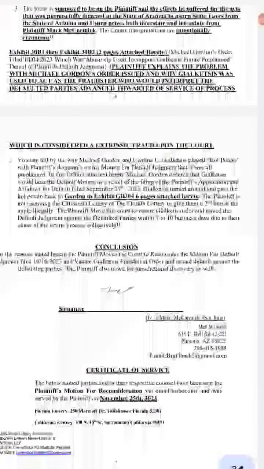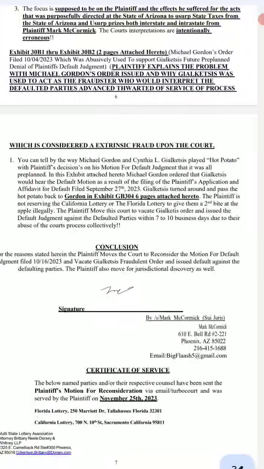Exhibit 30B1 through Exhibit 30B2 is 2 pages, Michael Gordon's order filed 10/04/2023, which was abusively used to support Gialketsis' future pre-planned denial of plaintiff's default judgment. Now, we're going to take a look at all these exhibits that I'm referring to in here, but I'm just reading this pleading for everybody, for the lawyers who are watching. They can see how dirty these people are, okay?